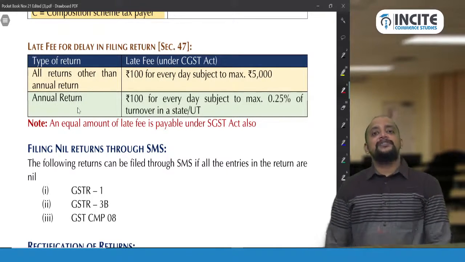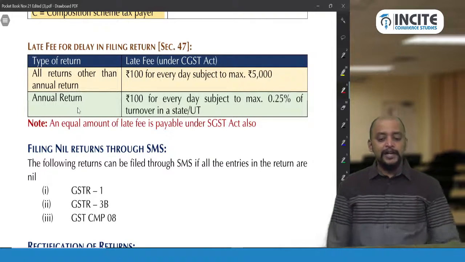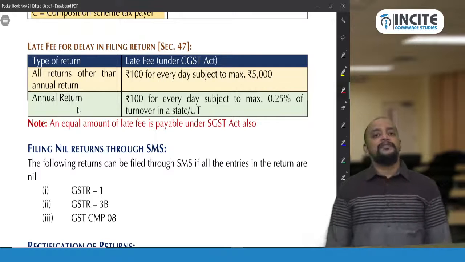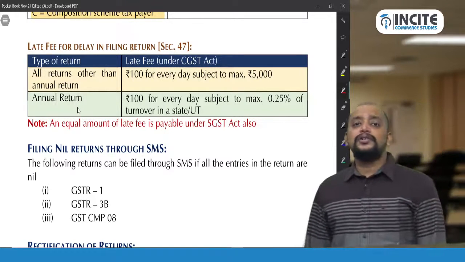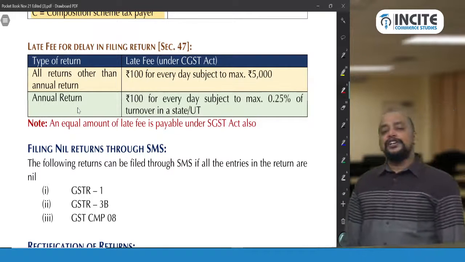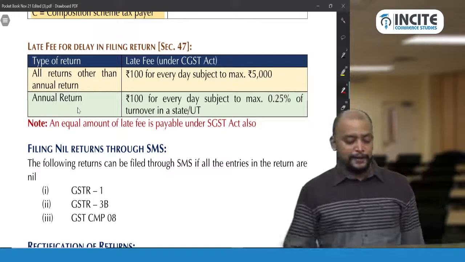If it is other than annual return, the late fee is 100 rupees per day subject to a maximum of 0.25% of the turnover. The same late fee we need to pay even under the SGST Act. Suppose there is a delay of 30 days, then 30 days into 100, that is 3,000 rupees we need to pay under CGST and 3,000 rupees under SGST, like that.